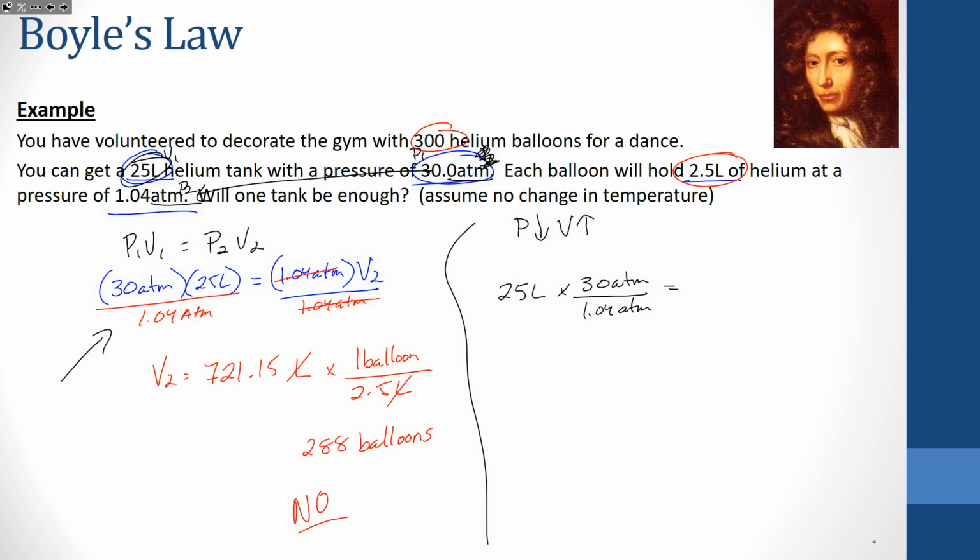And notice it's the same math as this. So it ends up being the same answer, 721.15 liters. And then again, we're going to multiply by one balloon per 2.5 liters. So that gives us 288 balloons. So the answer again is still no. So take a second, give the next one a try, and then you can pause the video. I'll correct it in a second here, and you can check your answer against mine.